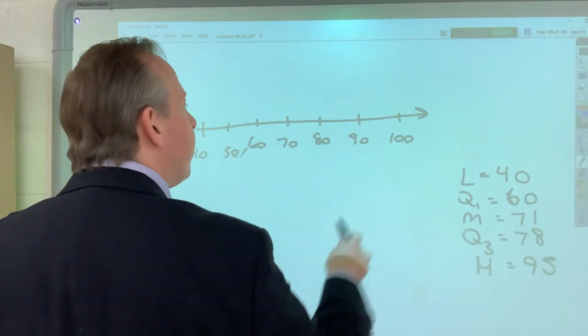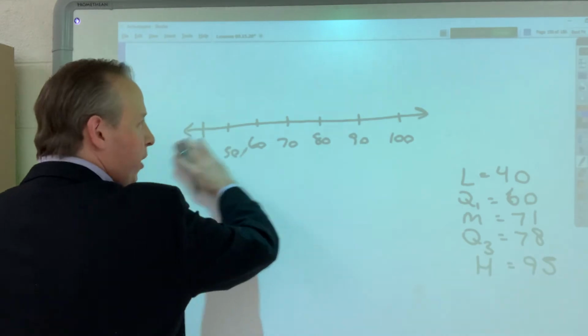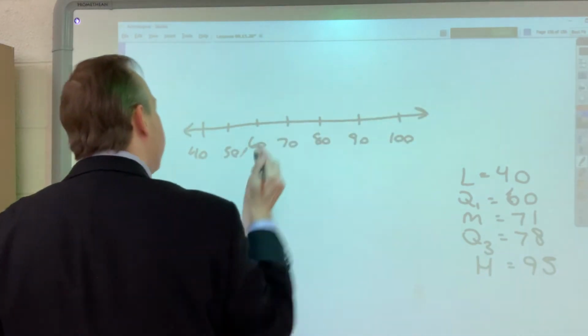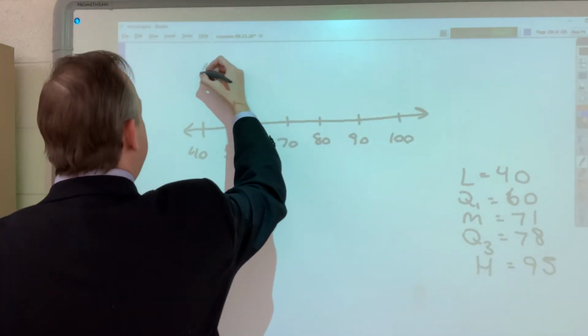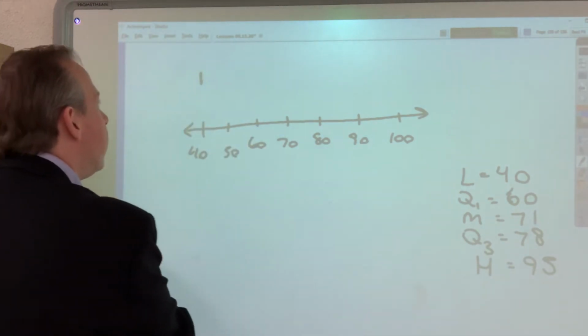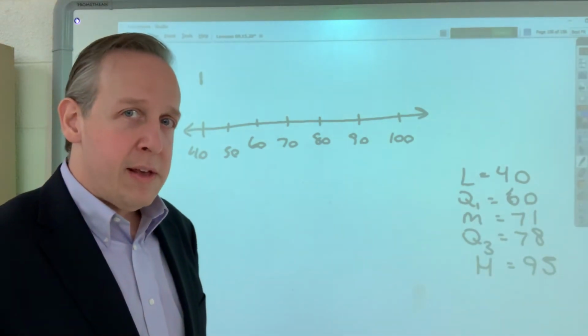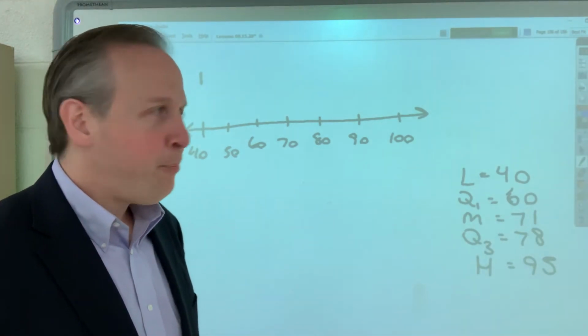The low number was 40. So above the number line, not on the number line, above it, we're going to draw it up here. I'm going to draw a somewhat short vertical line. Now, because it was exactly 40, I don't have to do anything else on the number line right now.